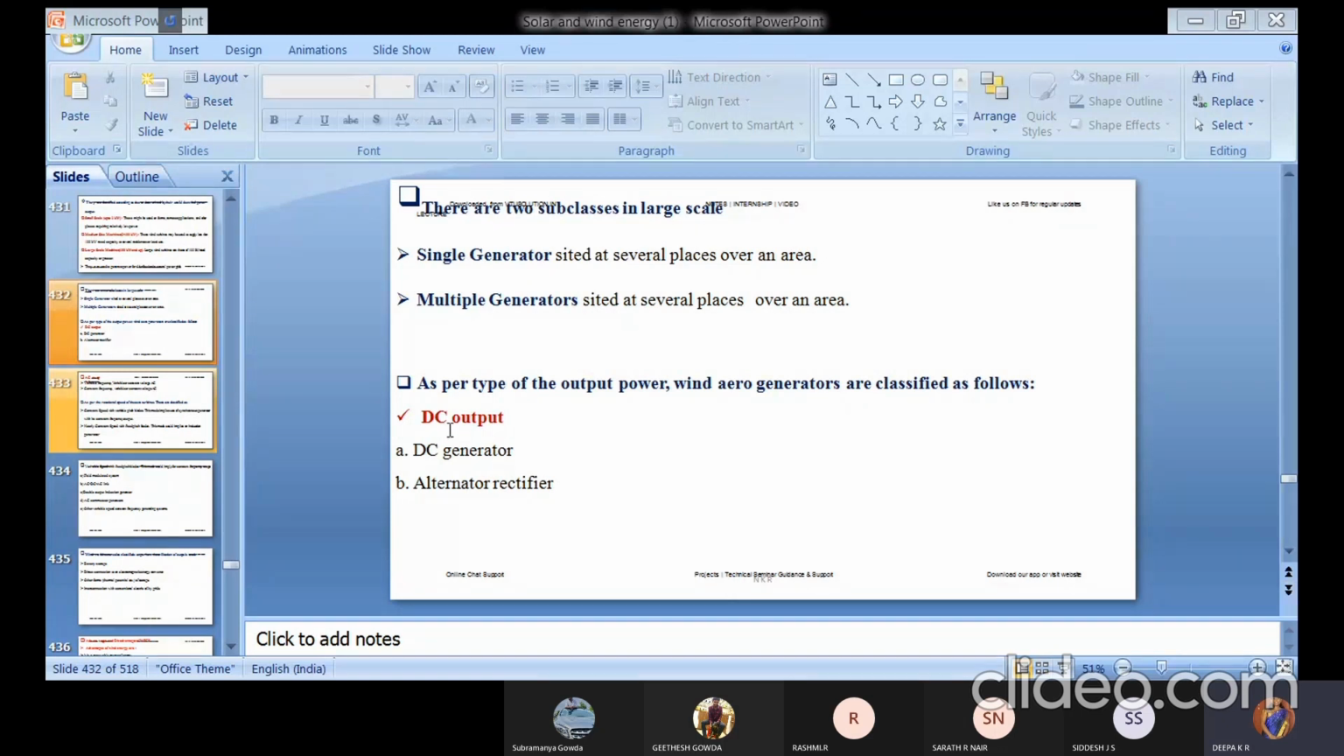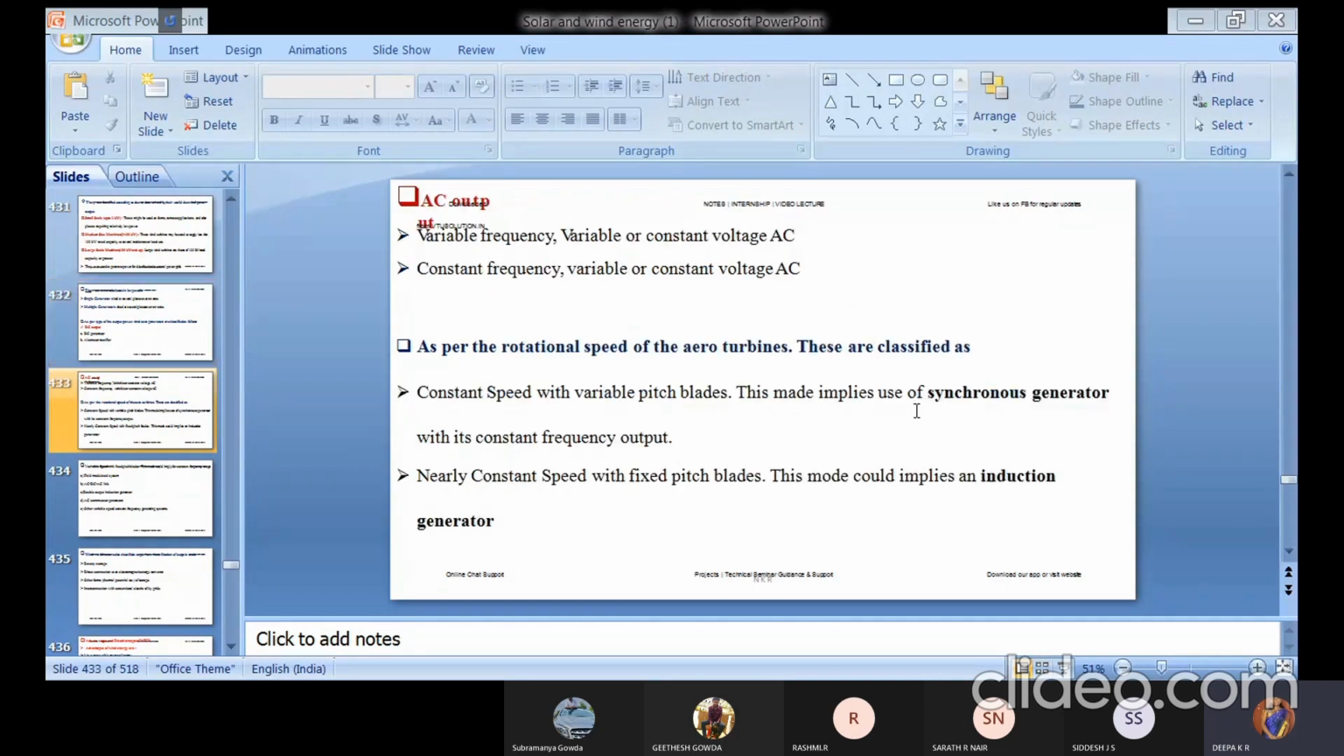Then, as per the type of output power, wind aero generators are classified. There are two categories. One is based on DC output, meaning your output is in terms of DC. The first is the DC generator, whose direct output is used for the conversion process. Another one is alternator rectifier. The alternator gives us AC output, but since this is a DC output system, you use a rectifier for the conversion of AC to DC.